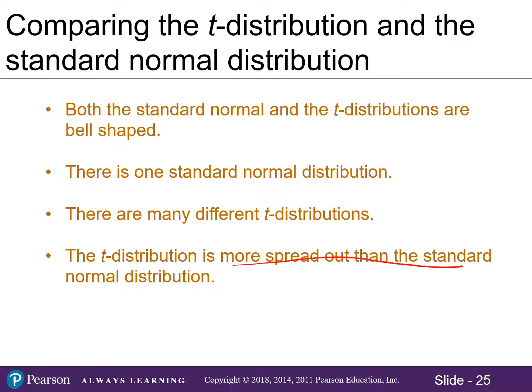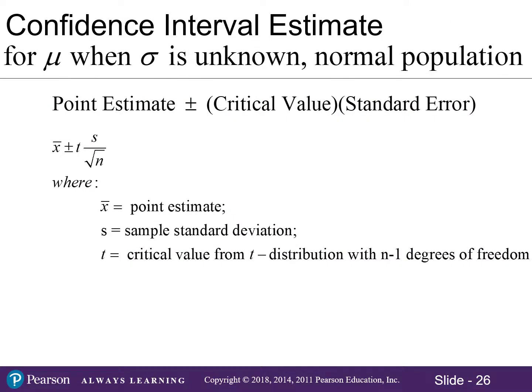Let's take a look at this. So instead of using z, I'm going to be using t as my critical value, and that changes things. Since I'm using the standard error and using the sample standard deviation, I'm going to be using t with degrees of freedom of n-1. So notice there's no longer a z in here, it's a t.